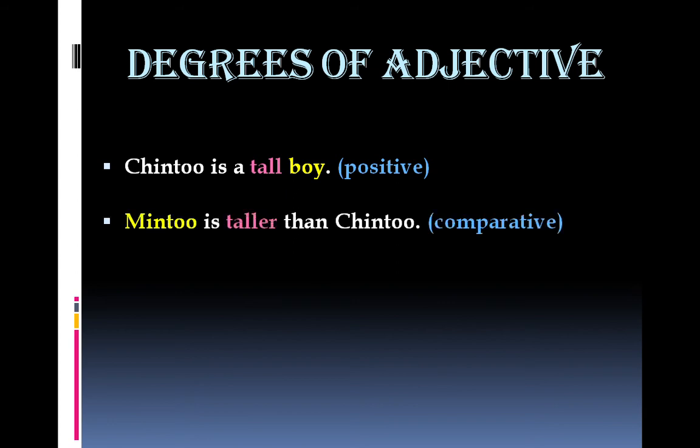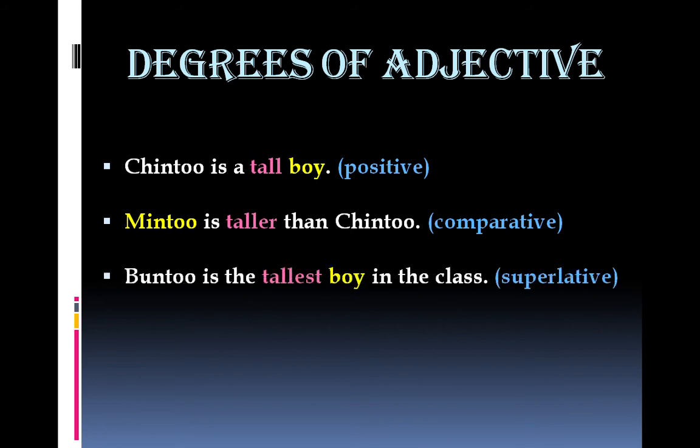Look at the next example. Mintu is taller than Chintu. Now a comparison between two nouns, Mintu and Chintu, is taking place, and we have used the comparative degree of adjective tall.